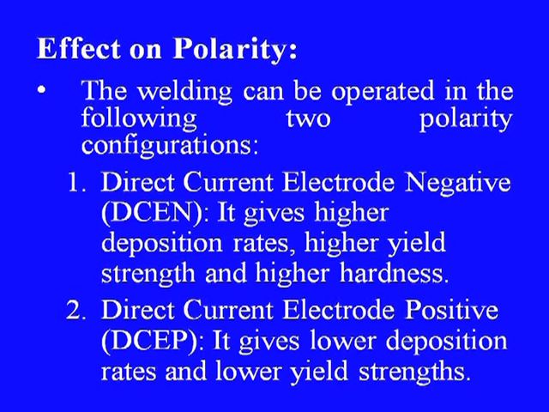The welding can be operated in the following two polarity configurations. As we have already indicated, one is direct current electrode negative mode, in which the electrode is connected to the negative terminal of the power source. It gives higher deposition rate, higher yield strength, and higher hardness. And the other mode is direct current electrode positive mode, DCEP. It provides lower deposition rates and lower yield strength.